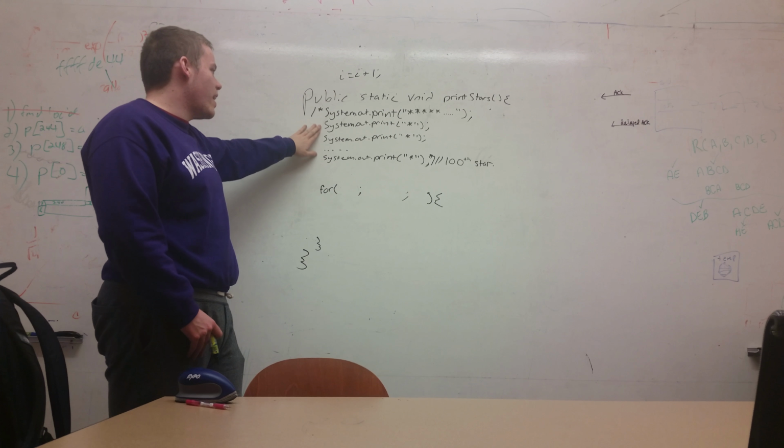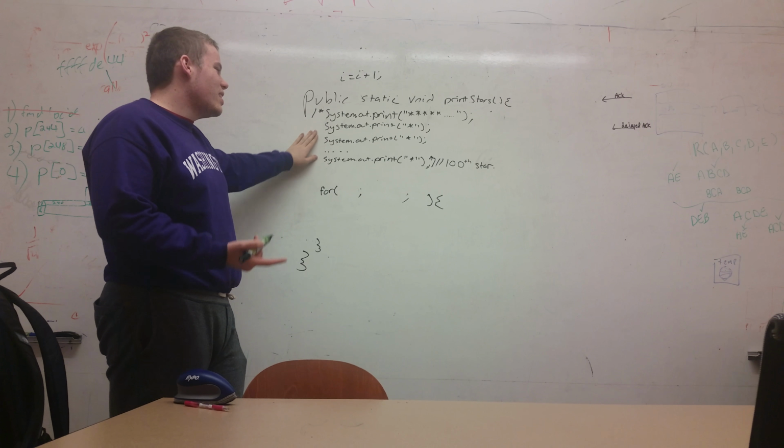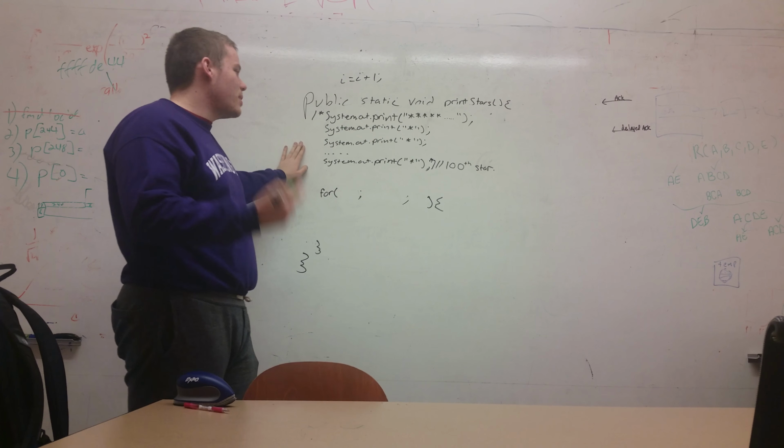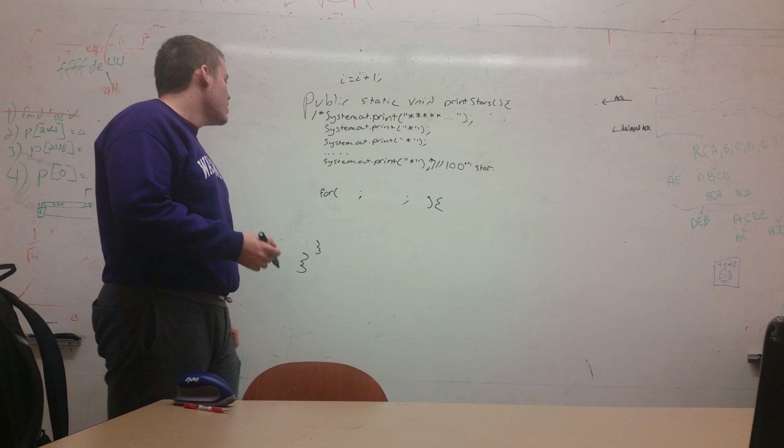Another thing we could do is we could write out all these system.out.prints in a line, and that's kind of the same thing, it's not really that flexible, and if you wanted to update it later, it'd be really hard. So this is exactly what a for loop is really good for.